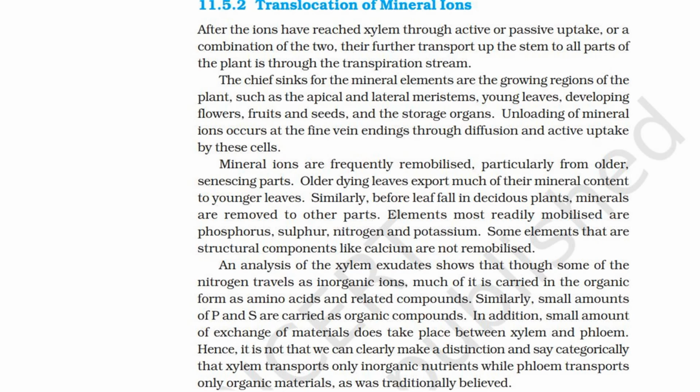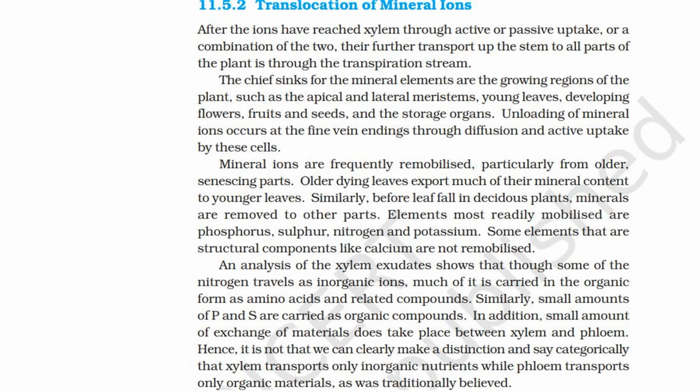in one direction only. Translocation of mineral ions. After the ions have reached xylem through active or passive uptake, or a combination of the two, their further transport up the stem to all parts of the plant is through the transpiration stream. The chief sinks for the mineral elements are the growing regions of the plant, such as the apical and lateral meristems, young leaves, developing flowers, fruits and seeds, and the storage organs. Unloading of mineral ions occurs at the fine vein endings through diffusion and active uptake by these cells.